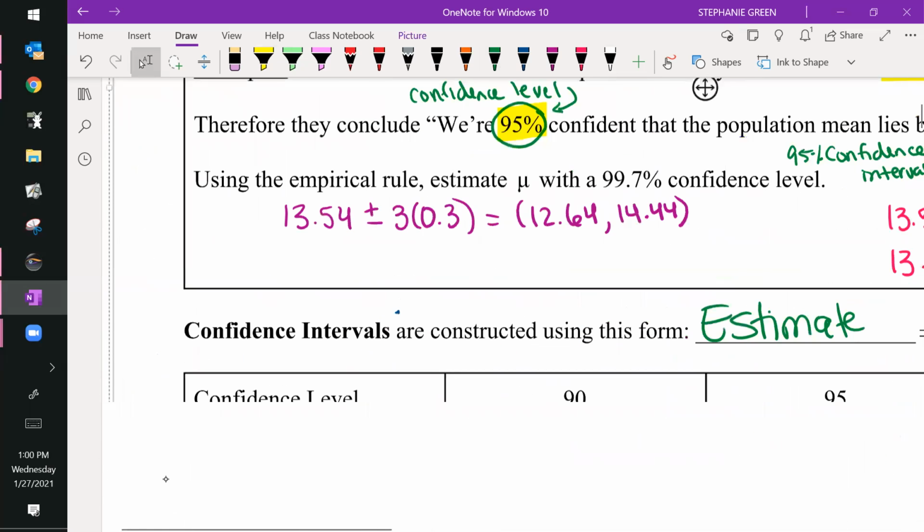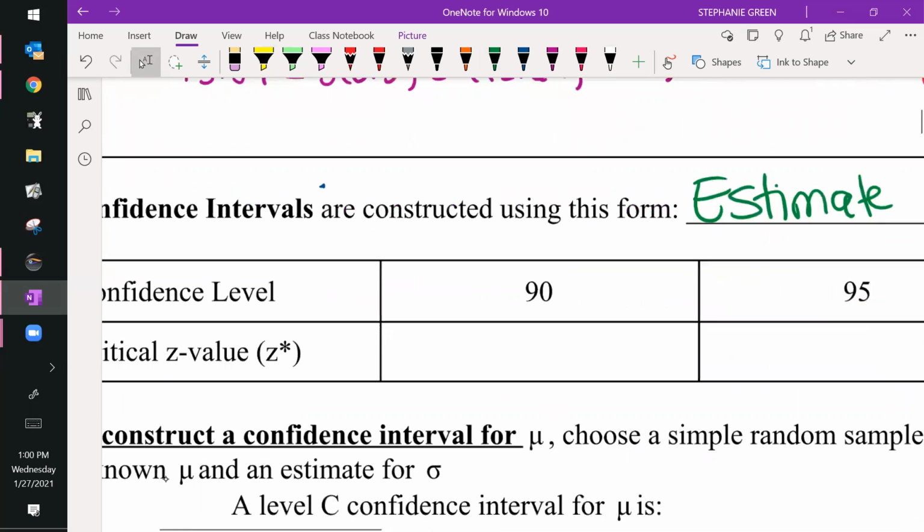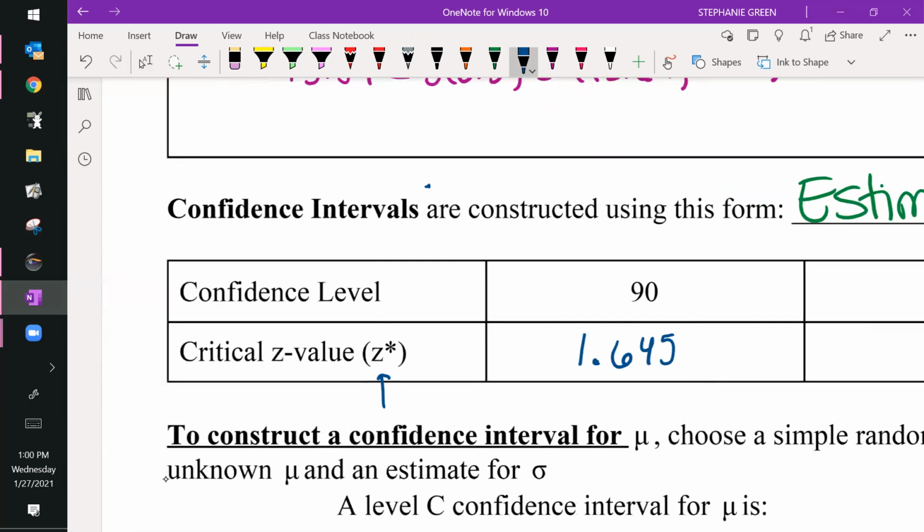Okay, so what if I want to be 90% confident? In that case, we're actually going to add and subtract 1.645 standard deviations. Okay, that is called the critical z-value. The critical z-value refers to the number of standard deviations we need to add and subtract to our estimate in order to get our confidence interval.